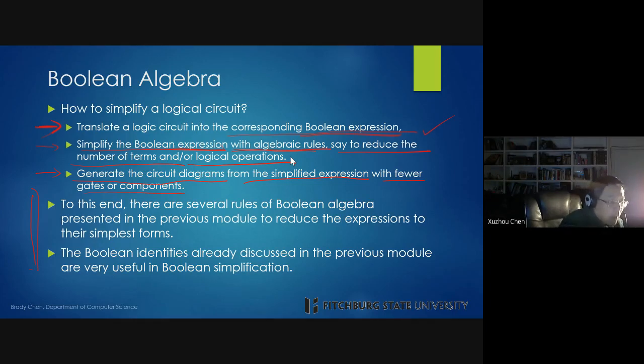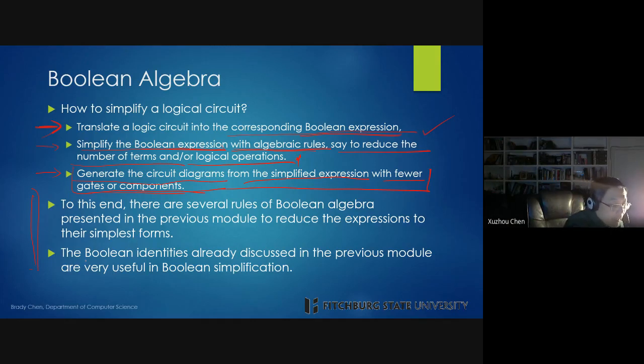Once you simplify this form, you can generate a new circuit diagram from the simplified expression with fewer gates or components. So you convert the logical circuit into a logical expression, simplify the logical expression, and then rebuild the logical circuit. Now to this end, there are several rules of Boolean algebra presented in the previous module to reduce the expression to its simplest form.